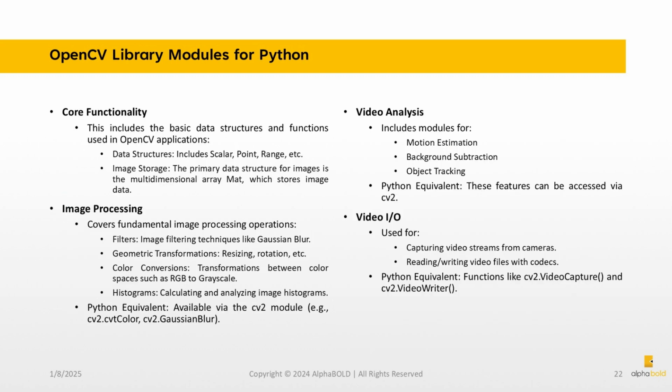OpenCV library modules for Python. Core functionality. This includes the basic data structures and functions used in OpenCV applications. Data structures include scalar, point, range, etc. Image storage: the primary data structure for images is the multidimensional array Mat, which stores image data.